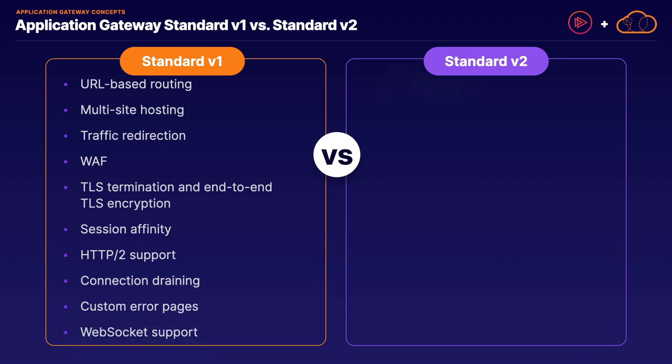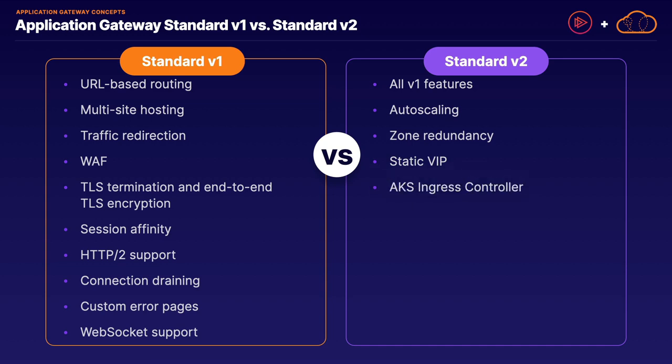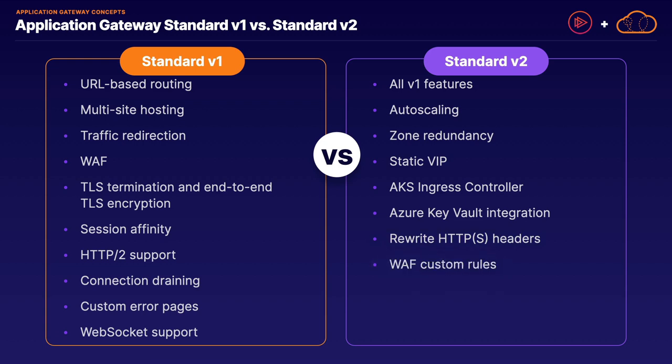Now with standard v2, we get all of the v1 features, plus we get the introduction of auto-scaling of instances. We also have zone redundancy support, and then we have support for static virtual IP for standard v2, and this provides us the ability to specify that private IP for our Azure Application Gateway. It also supports AKS Ingress Controller for Application Gateway. When we use standard v2, it supports integration with Azure Key Vault, supports rewriting of HTTP headers, be that HTTP or HTTPS. It supports custom web application rules and not just the managed rules that come with web application firewall.